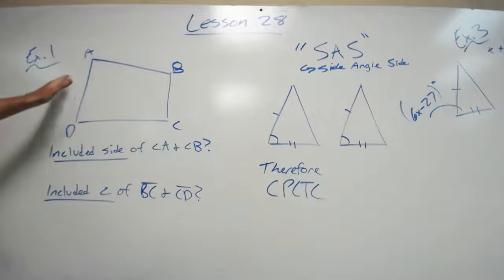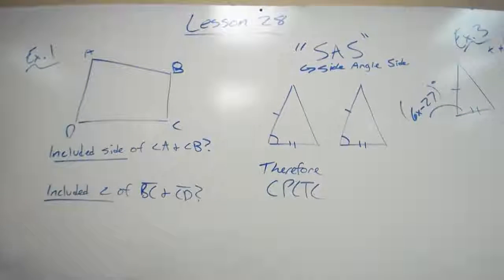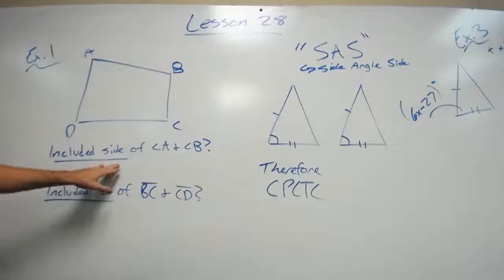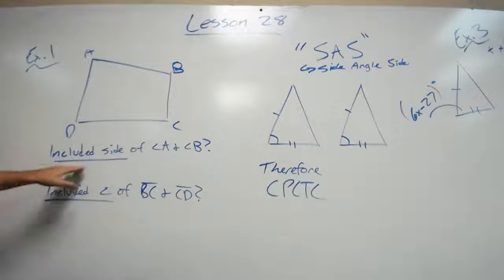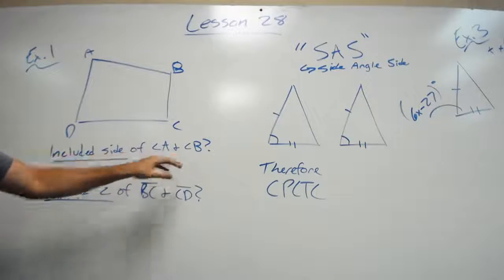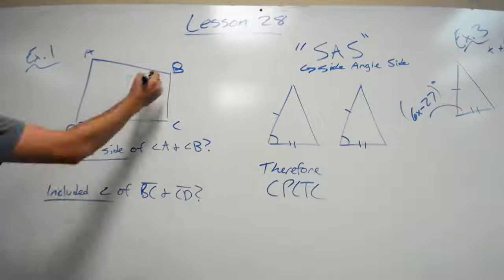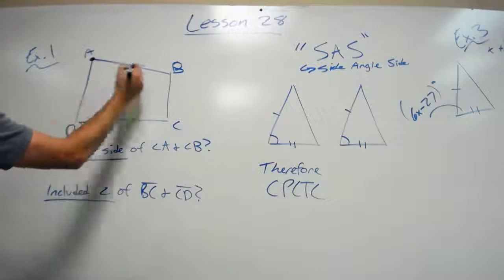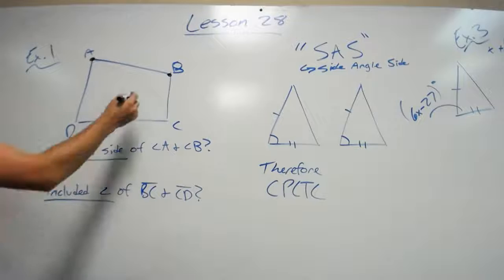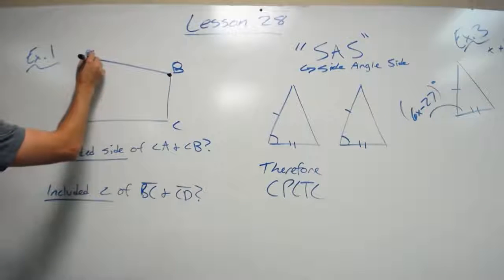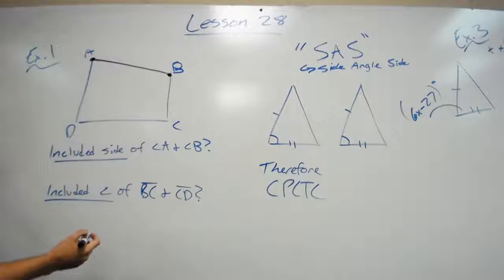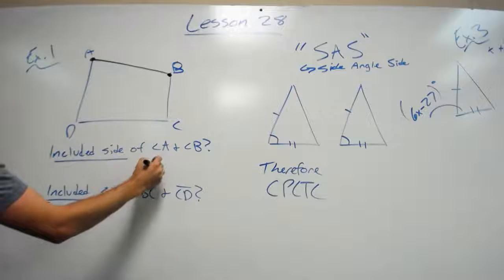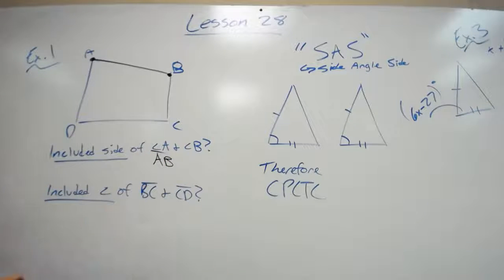If we have a quadrilateral here, and we want to know what the included sides are, the included side of angle A and angle B would be, well, we find angle A, we find angle B, and the line that is between them is the included side. So AB would be the included side. It's pretty easy.